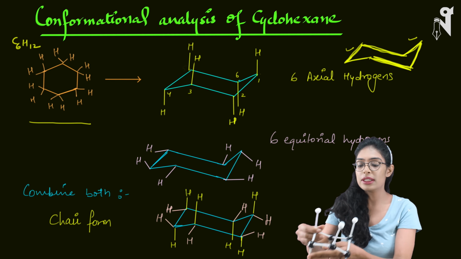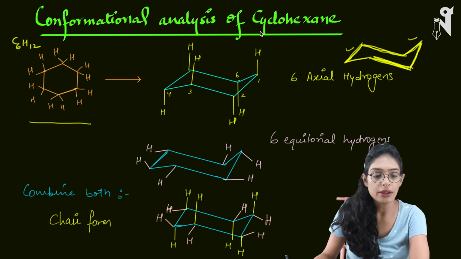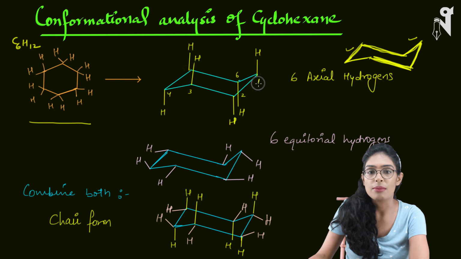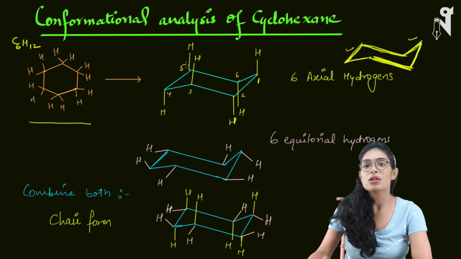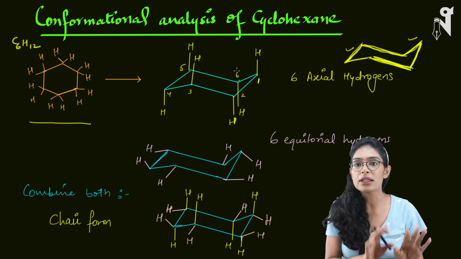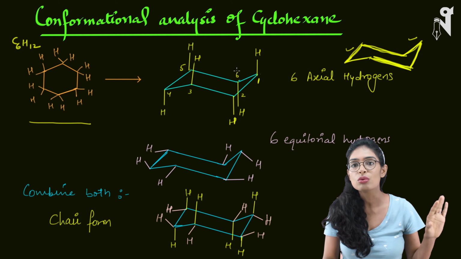Okay, so now let's see this in the diagram. If you can see here, I have started my numbering from this carbon. This is my carbon 1. First mark the carbons. This is carbon 1, this is carbon 2, this is carbon 3, 4, 5, and this is 6. So I have marked it this way. You can mark it either way. You can start from any carbon, but make sure you follow that throughout.